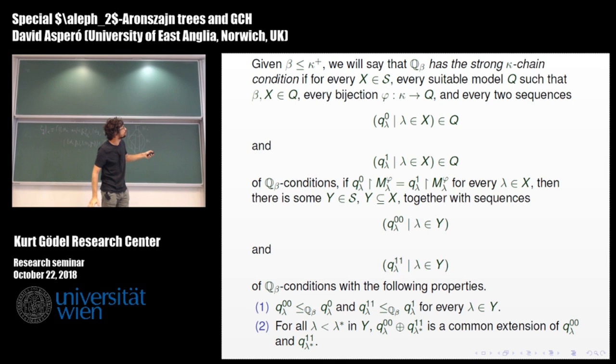So it says you have these two sequences which are nice in the sense that you have this agreement. Then you will find a subset of X which is still fairly large, it's positive, together with sequences Q00 lambda and Q11 lambda. I wrote this double index for mnemonic reasons. These are conditions such that Q00 lambda is an extension of Q0 lambda, and the same for the ones. Then if I take two indices, lambda less than lambda star, and look at the left condition, think of zero as left and one as right, the left condition is compatible with the right condition of the upper index in this sense.